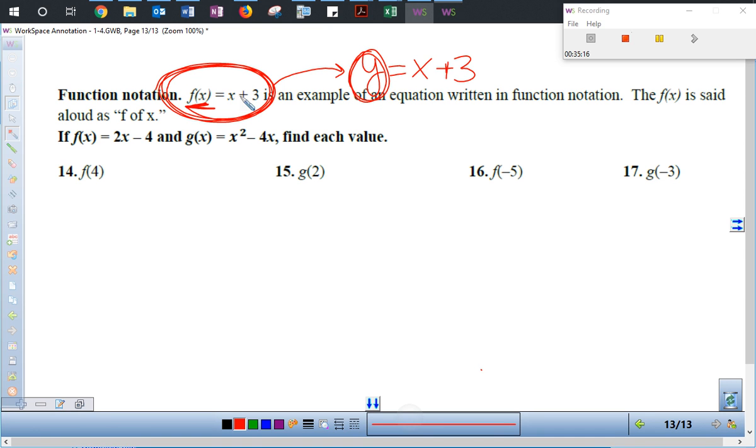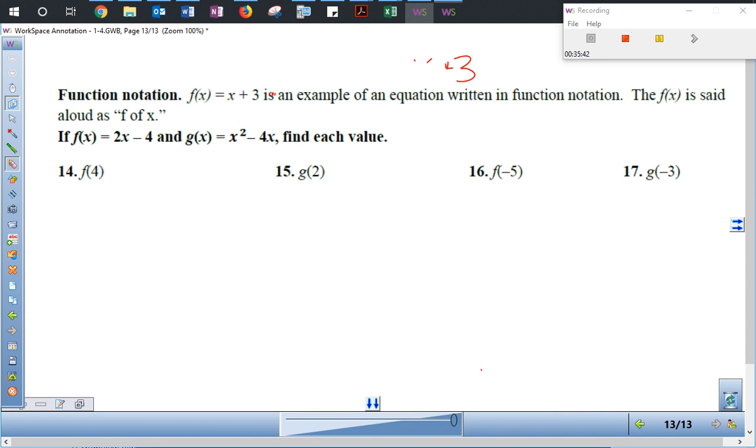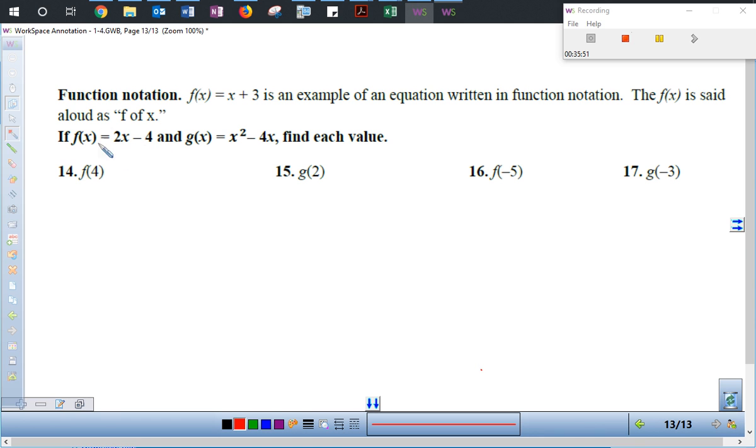It's definitely a function. Now, on 14 through 17, it tells us if f of x equals 2x minus 4, so this is a function. This is a relation that has every element in the domain mapping to exactly one element in the range. And g of x, so it doesn't matter if it's an f or a g or an a or a b, as long as it's followed by that parentheses x, equals x squared minus 4x, is also a function.